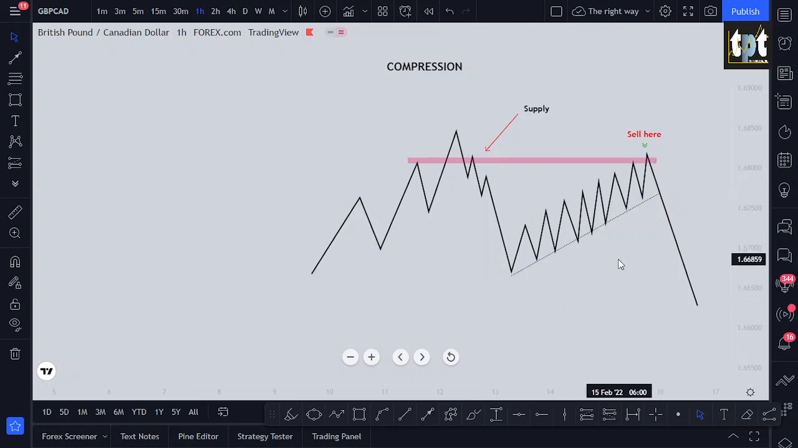It was compressing just like a spring. You can imagine a spring. So the retracement inside this consolidating channel is what we call the compression. So the compression is always a very good setup. It's always a nice PA, how the price approaches a significant supply level or demand level.